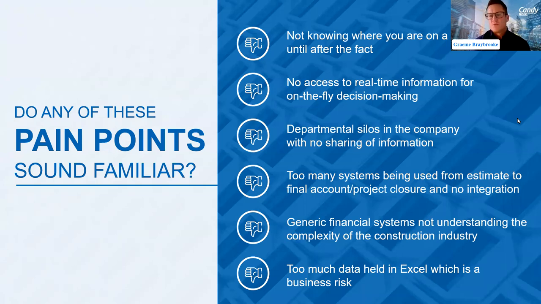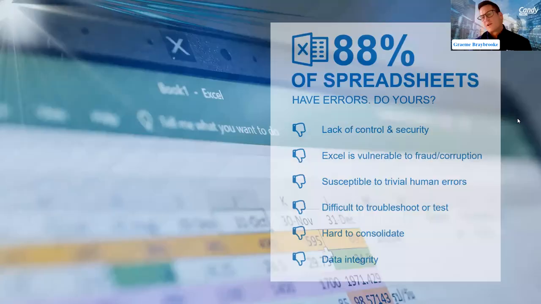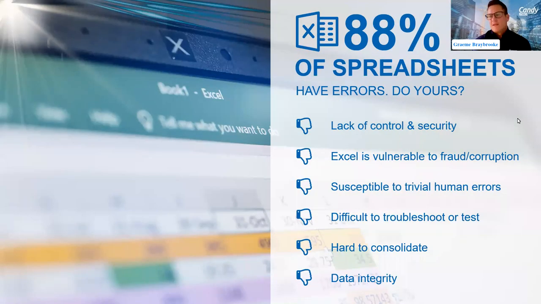Generic financial systems don't really look at construction, and construction accounting is very different to normal accounting and the normal accounting standards or practices. And of course, the last one is one of our biggest competitors, which is Excel. Now we all know the risk when it comes to using Excel. I'm sure you find them popping up on a daily basis, on a monthly basis, when you're doing a new tender, or whenever you are doing your monthly progress on site.